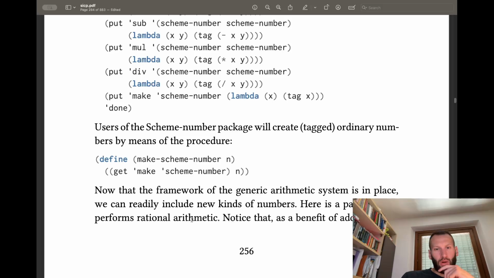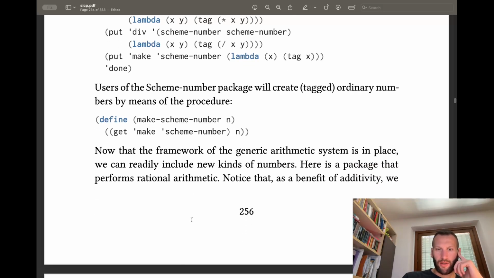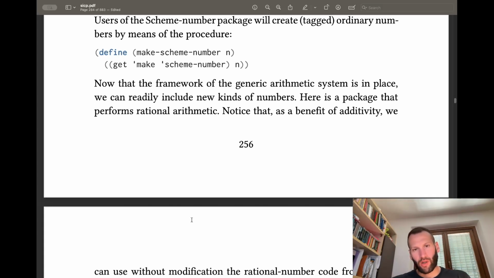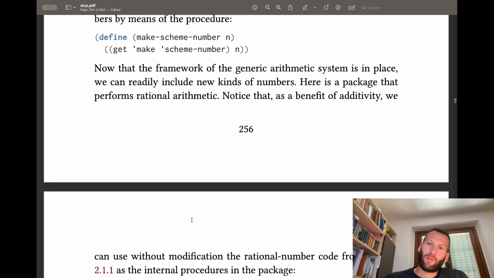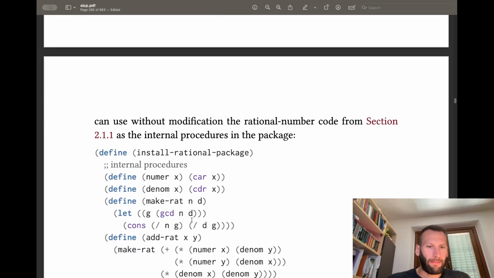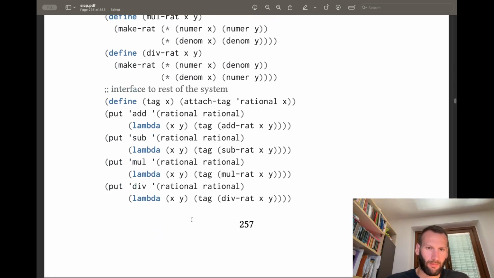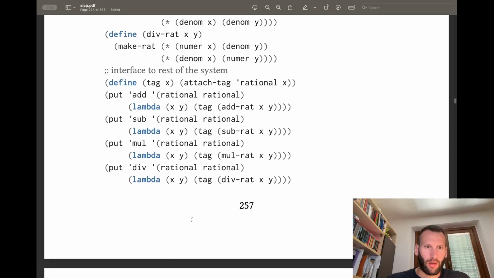Now that the framework of the generic arithmetic system is in place, we can really include new kinds of numbers. Here is a package that performs rational arithmetic. Notice that, as a benefit of additivity, we can use without modification the rational number code from section 2.1.1 as the internal procedures in the package. Okay, that's the same code that we have seen before. And this is the interface to the rest of the system.